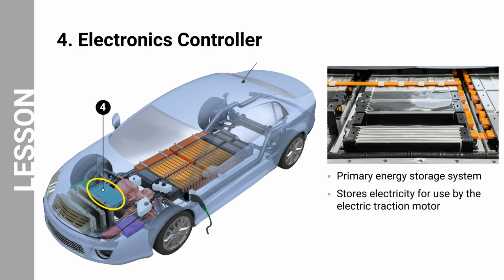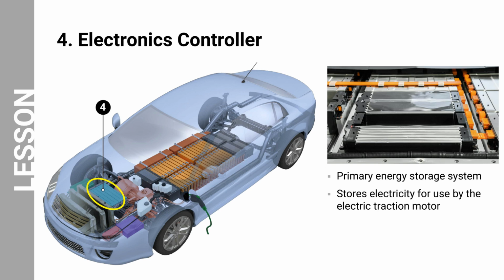Next, we have the electronics controller. It could also be referred to as the battery interface control module, the battery energy control module, or the motor controller. So, what is an electronics controller? It is a device that controls the flow of electrical power in a BEV. It is responsible for converting DC power from the battery into AC power that can be used by the motor and for regulating the power output of the motor. The electronics controller manages the flow and distribution of electrical power between the battery, electric motor, and other components. It also controls the speed and torque of the motor.